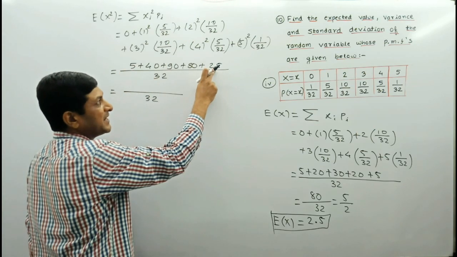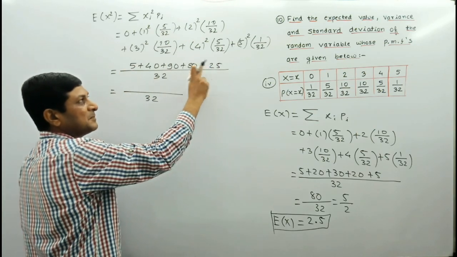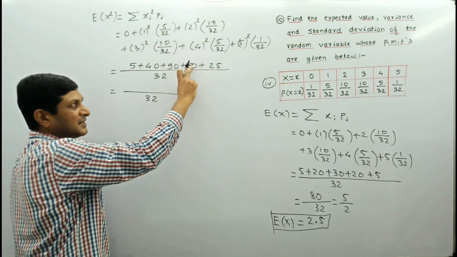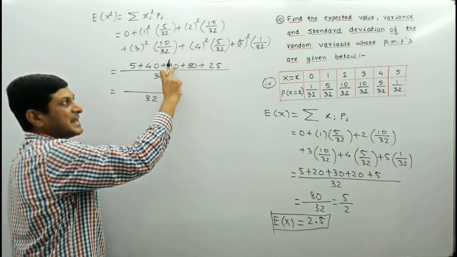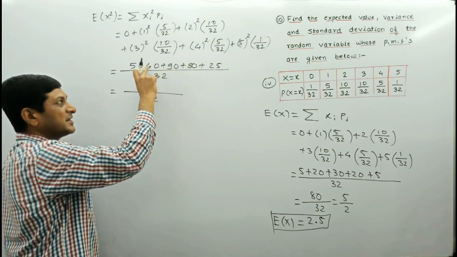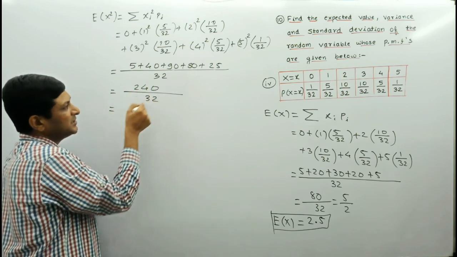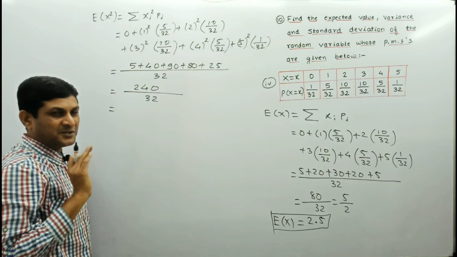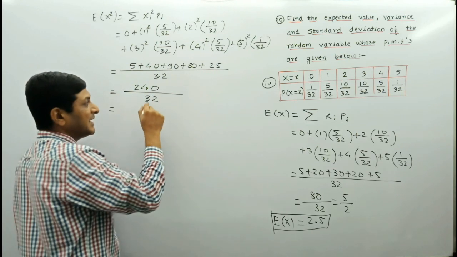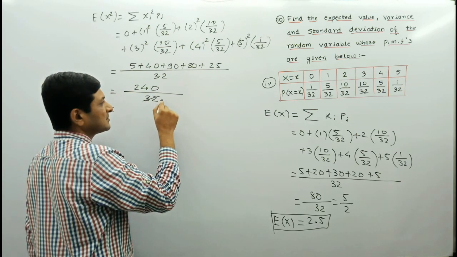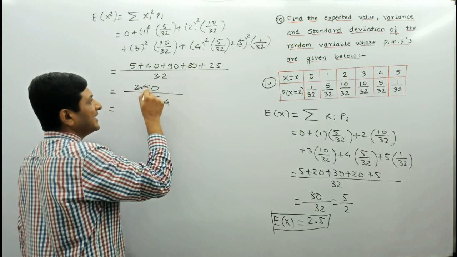5 plus 25 is 30. 30 plus 80 is 110. 110 plus 90 is 200. 200 plus 40 is 240. Here both the numbers are divisible by what? 8. 8 2s are 16, 8 4s are 32, and 8 3s are 24.